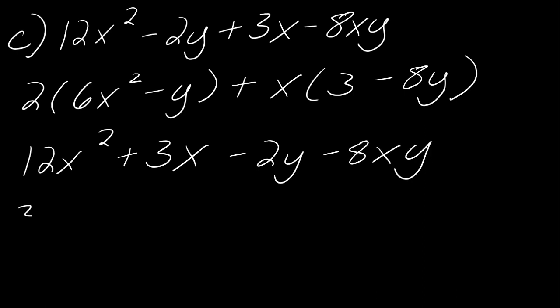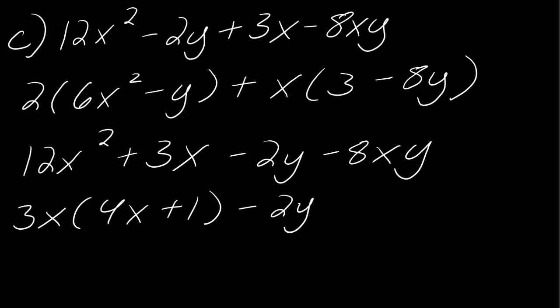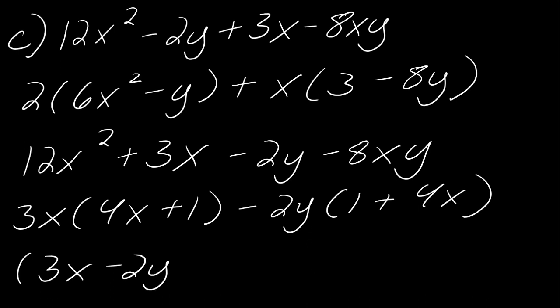So now if I redo this, I'm going to factor out 3x, and then this becomes 4x plus 1. And then out of the second 2 terms, I'll factor out 2y. So this becomes 1 plus 4x. So notice I factored out a negative, so both of these became positive because they were both negative before. And now 4x plus 1 and 1 plus 4x, those are the same thing, right? So that's going to be 3x minus 2y times 4x plus 1. Okay, and so that sums that up.